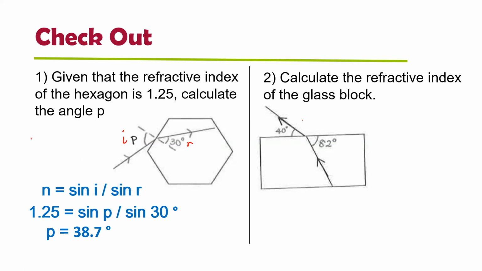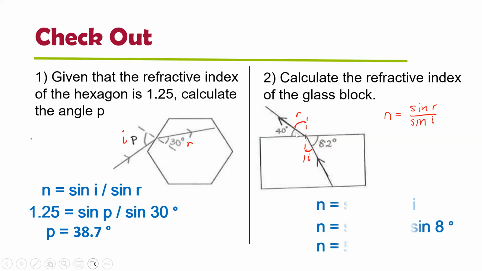The next one, I want to calculate the refractive index of the glass block. I need to add my normal first because I need to determine where my angles are. In this case, this is my angle I, and this is my angle R. You should know the angle in the air comes first. So you should get n equals sine r over sine I, not sine I over sine r, because r is the angle in the air. So sine r will be 90 minus 40, you get 50. And sine I will be 90 minus 82, you get 8. So the refractive index is 5.50.